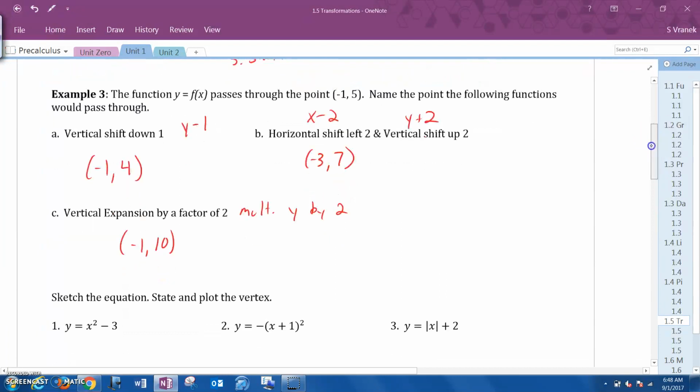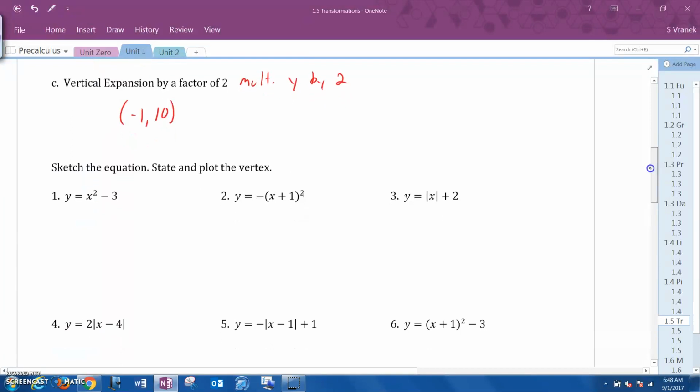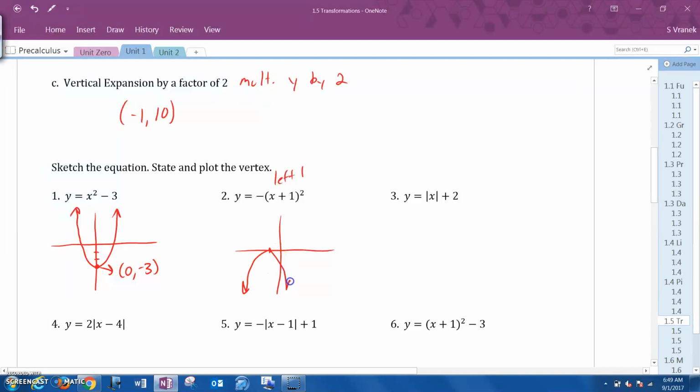Alright, so now we're going to sketch these equations. This is an x squared graph that has a vertex that is 3 down from 0, 0, because it's shifted down 3, so 1, 2, 3. And then it should still look normal. State and plot the vertex. This is the vertex of 0, -3. Now, this one moved left 1, and it reflects. So if I go left 1, that's the vertex, and then now it's facing downward. So this x squared will look like this. And the vertex is -1, 0. So first figure out where the vertex is, okay?